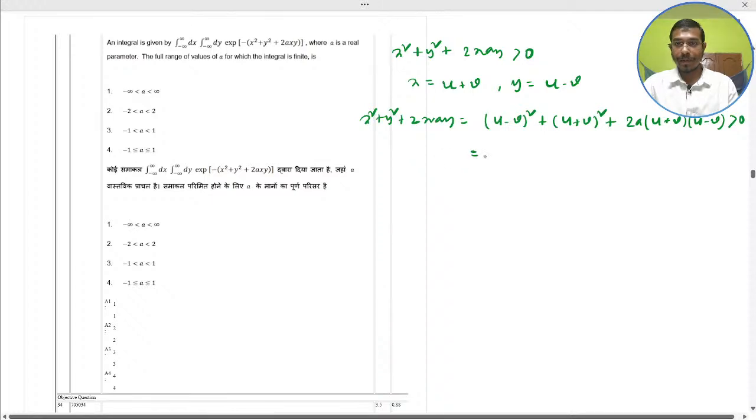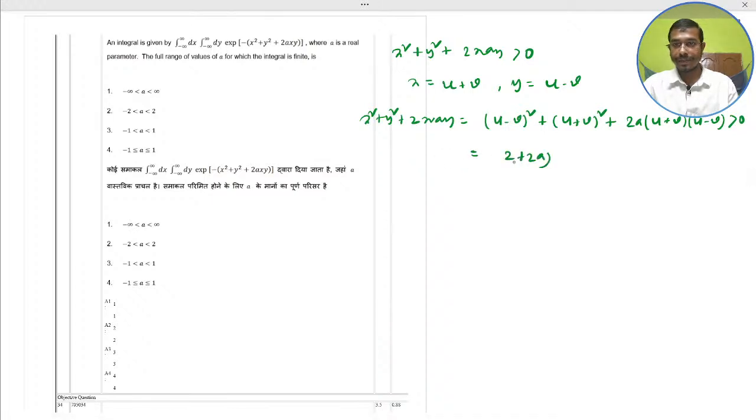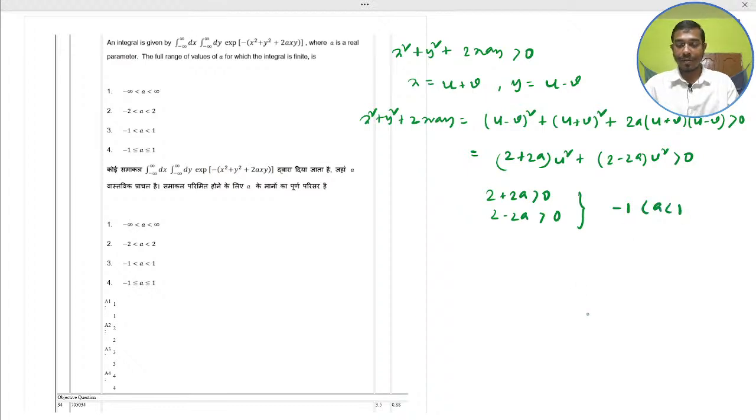So simplify, this would be 2 plus 2a times u square plus 2 minus 2a times v square, greater than 0. So 2 plus 2a greater than 0, and 2 minus 2a is also greater than 0. From these two, minus 1 less than a less than 1. Option minus 1 less than a less than 1, option C would be correct. Next, go ahead.